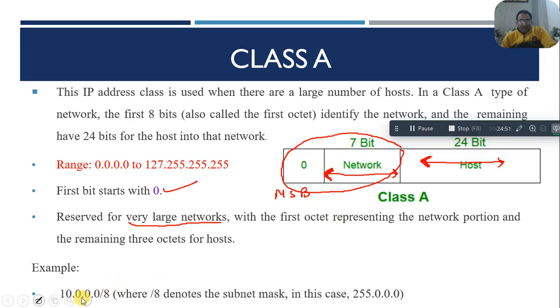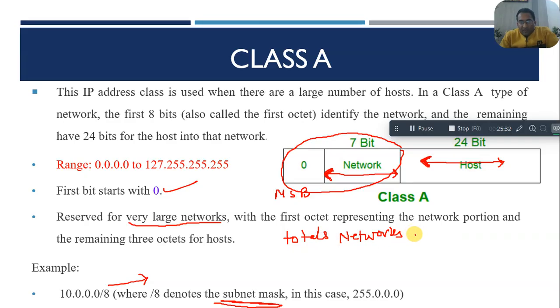Now an example: 10.0.0.0/8. This /8 is used for the subnet mask. We will talk about the subnet mask in the next lecture, but for the time being, the subnet mask is used for identifying the neighbors in the network. So in this case, the subnet mask is 255.0.0.0. Okay, now let us talk about how many networks and how many hosts there are. We are talking about the total networks in class A.